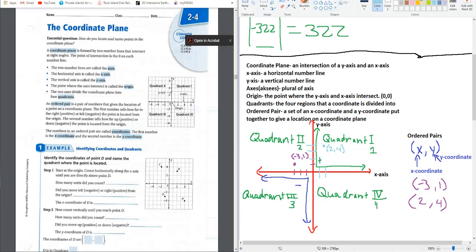Okay. What if we did this one? 4, -1. Sure. So I'm going to 4 on my x number line. So remember positive this way. So 1, 2, 3, 4. And then -1. So negative is down. So this would be 4, -1.